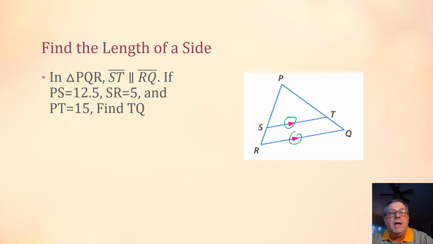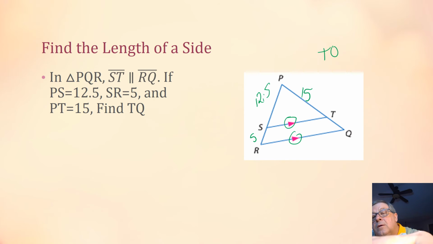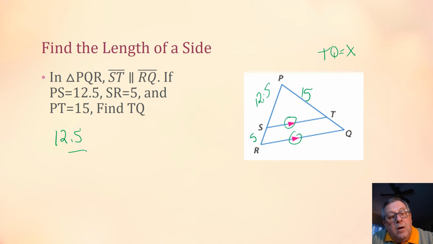So here we're told that PS is 12.5, and SR is 5, and PT is 15, and we're asked to find what is the length of TQ. Well, let's set TQ equal to a variable. Let's say that TQ is equal to, we'll just use X. So if that's the case, then we can take PS over SR, 12.5 over 5, and set that equal to PT, 15 over X.